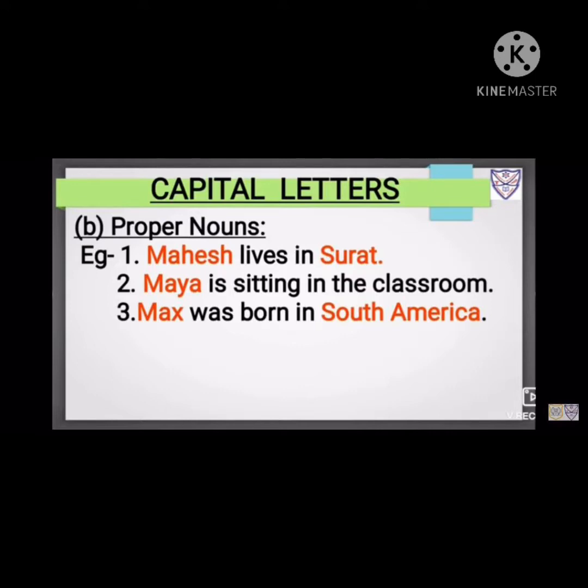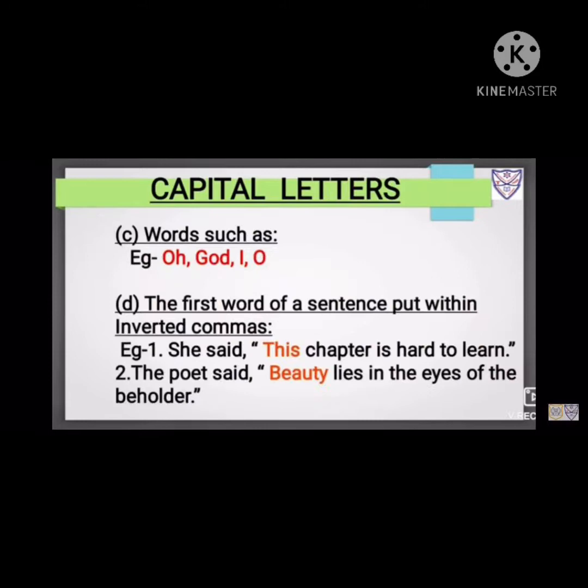Let us see number 3rd place, where we are supposed to use capital letters. You can see words such as O. So O has to be capital. God, G always stand capital. I, that is a pronoun, I is capital, and even O has to be capital.